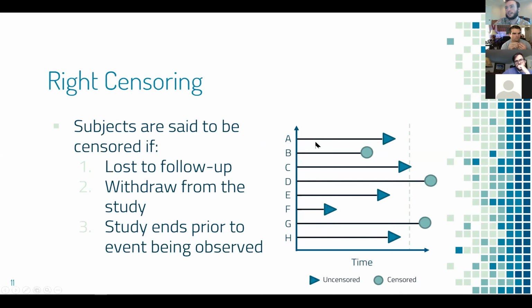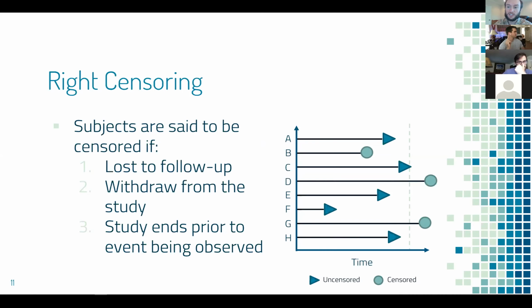And so right censoring can occur in three ways. If we're unable to follow up with an individual, say they're in a study, you've enlisted them, and perhaps their phone number and address change, and you're just not able to get a hold of them again. Basically, you have no way of knowing whether or not, say you're interested in myocardial infarction, you have no idea whether or not they experienced that event.